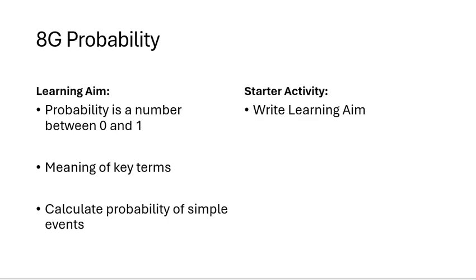So hopefully by the end of this video, these are the three things that we will achieve. We're going to understand that probability is just a number, basically a number that's between 0 and 1. Now we need to know the meaning of key terms, and then finally we're going to calculate the probability of such events. Okay, so let's just get through it.